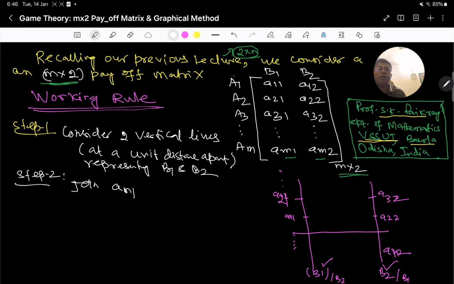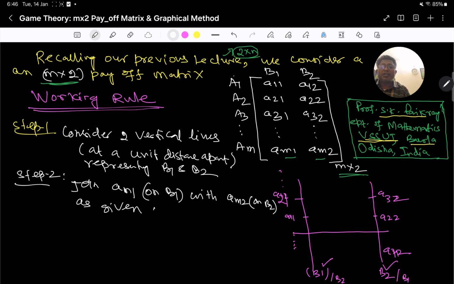Then in step 2, here we join Am1 on the B1 line with Am2 on the B2 line as given, which represents your AIs.